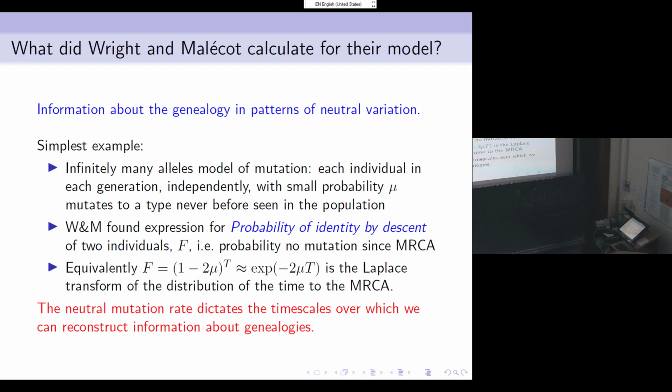So that's the quantity that they went for. I think we're going to try and do the same thing. But notice that this neutral mutation rate is really dictating the timescale over which we can reconstruct information about genealogies. And it's perhaps worth saying that if these individuals are sampled very close to one another, they probably coalesce very quickly, so there's probably very little information in there anyway. So the Wright-Malécot formula is not going to be particularly relevant if we sample individuals very, very close to one another, but it will be relevant if we sample individuals from further apart.